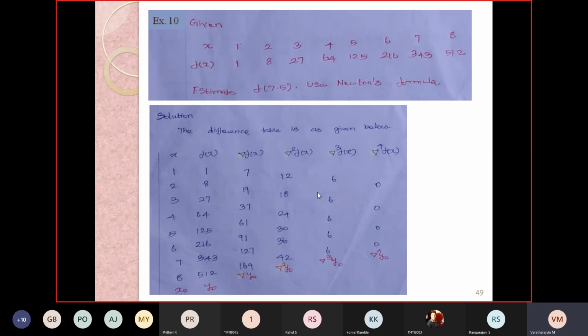As I discussed earlier, we need to apply the last point, that is 8 and 512, as x naught and y naught. Since we are going to calculate the value of f of 7.5, that is very near to 8. Therefore our first difference is 169, the second difference is 42, the third difference is 6 and the fourth difference is 0. The difference in the x data is h, and that is equal to 1, and our unknown is 7.5.